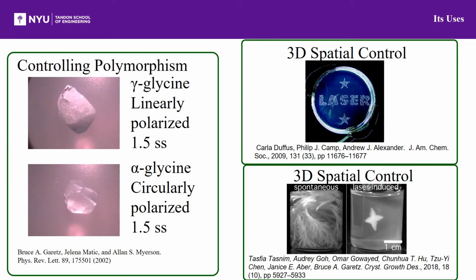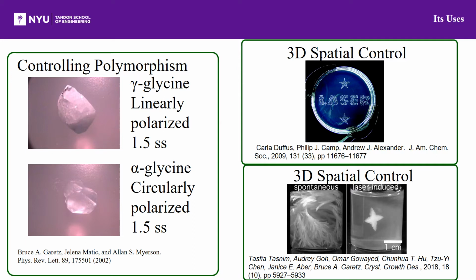Not only can you make crystals at high speeds, you also can control your crystals. So one example is you can change your optical setup, allowing for linearly polarized light or circularly polarized light to hit the same supersaturated solution and get a higher probability of gamma glycine versus alpha glycine.